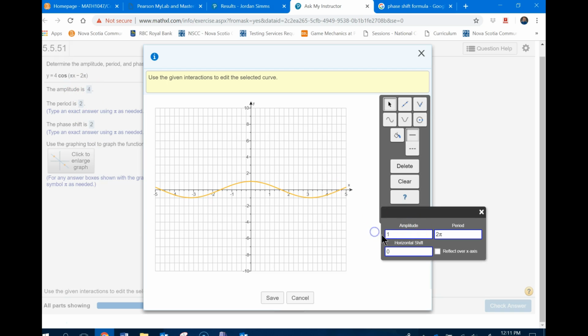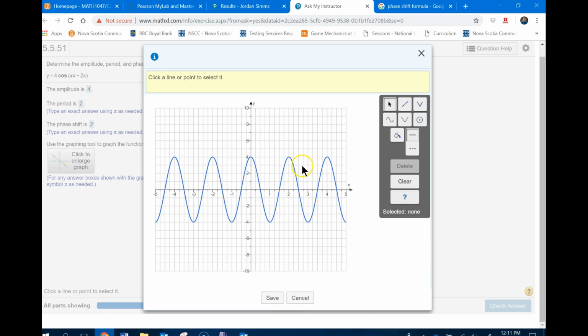I'm going to click in here. I'm going to make my amplitude 4. I can actually click in there. There we go. Now our period, again, we know is 2, so I'll just get rid of the pi there. And then we have a horizontal shift of 0. There's nothing else going on there. So that's pretty well it. The phase shift is 2. It's shifted. So I want to see this go 2 units over. That's pretty interesting, isn't it?